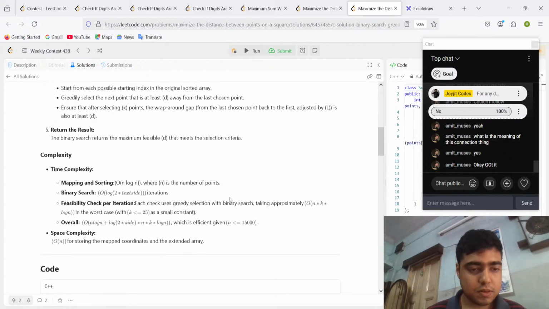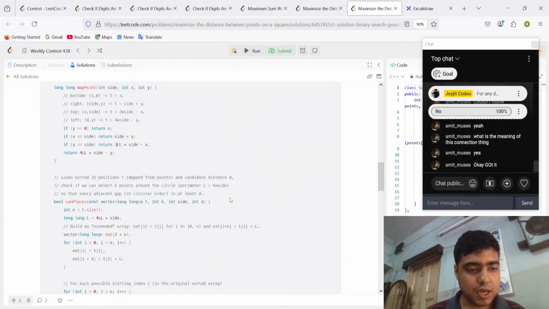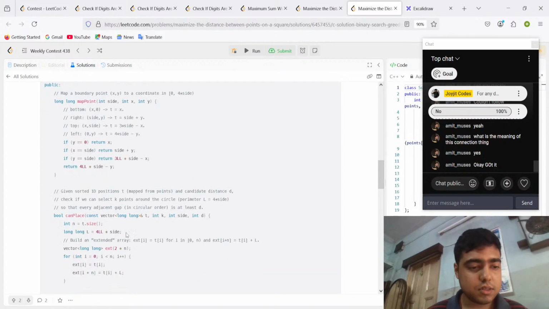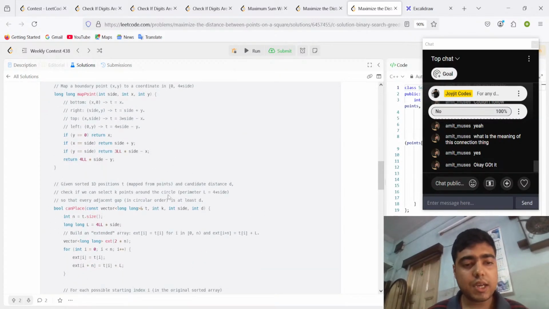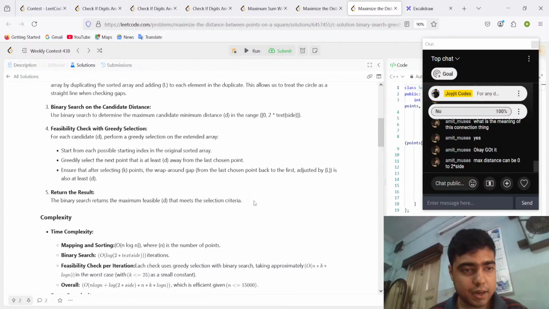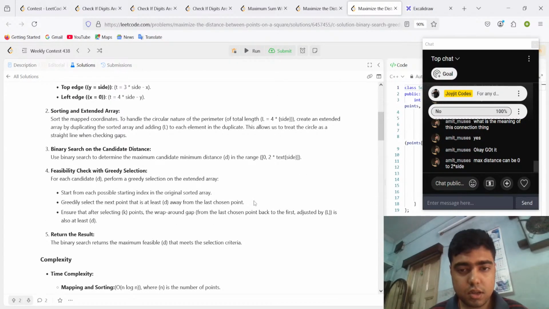Okay, let's walk through this code. Can place, given sorted 1D and candidate distance. Calculate the candidate distance. Check if we can select k points around the circle. Perimeter L is equal to 4 times side. Maximum distance can be 0 to 2 times side. Yeah, I get that. But what is this text? I'm not getting this.